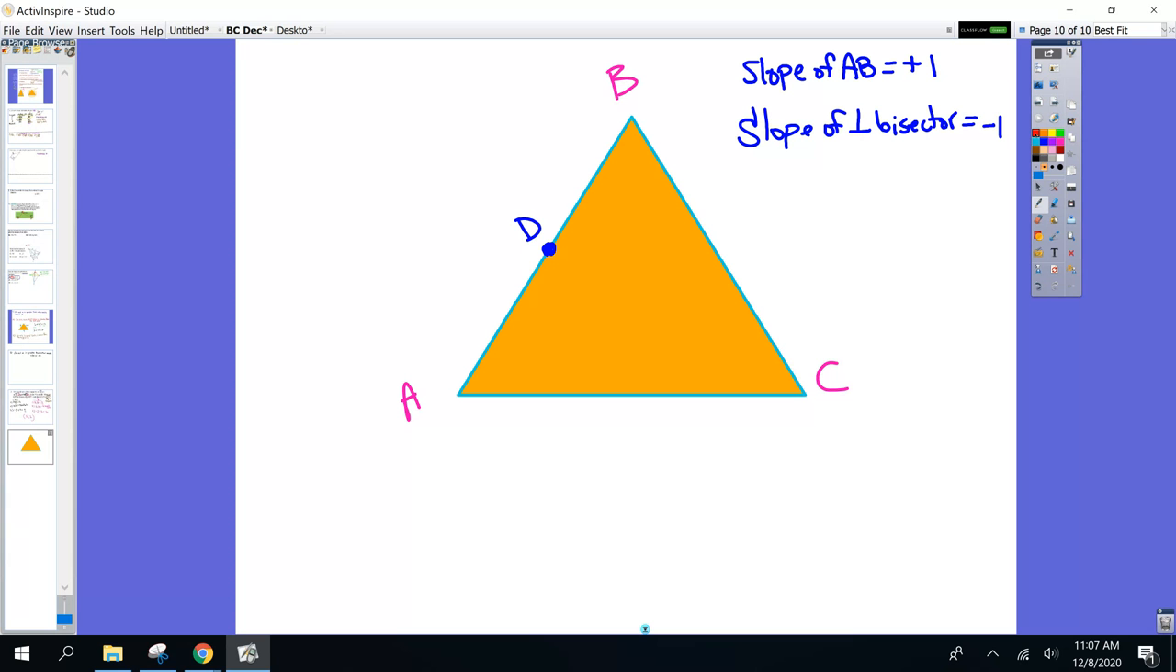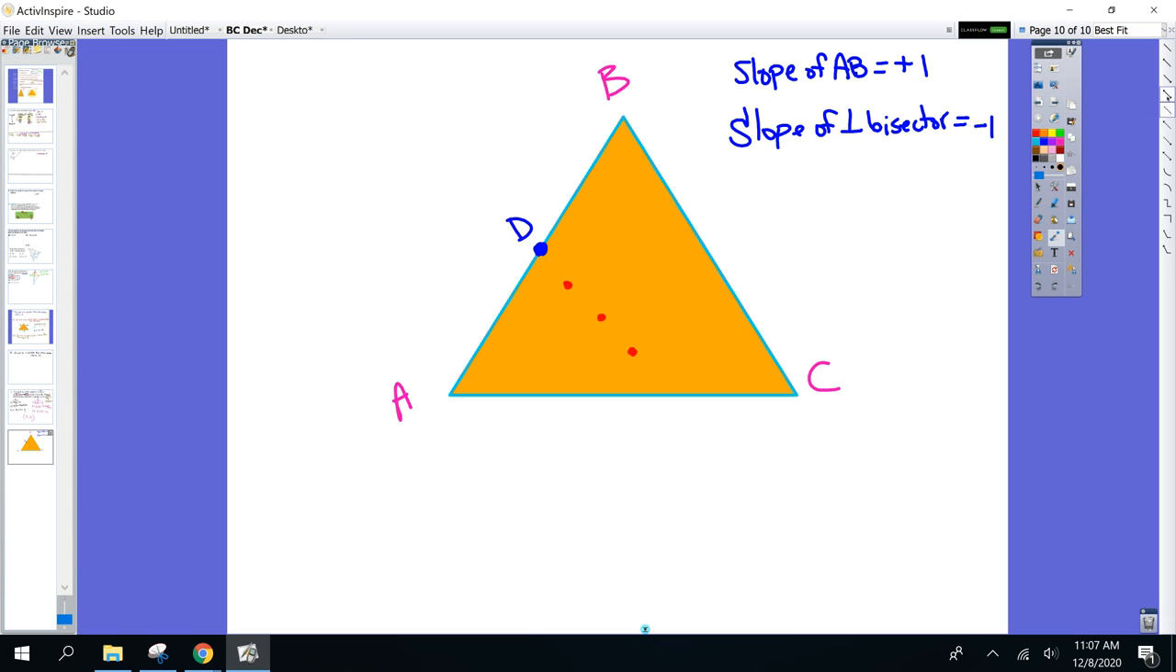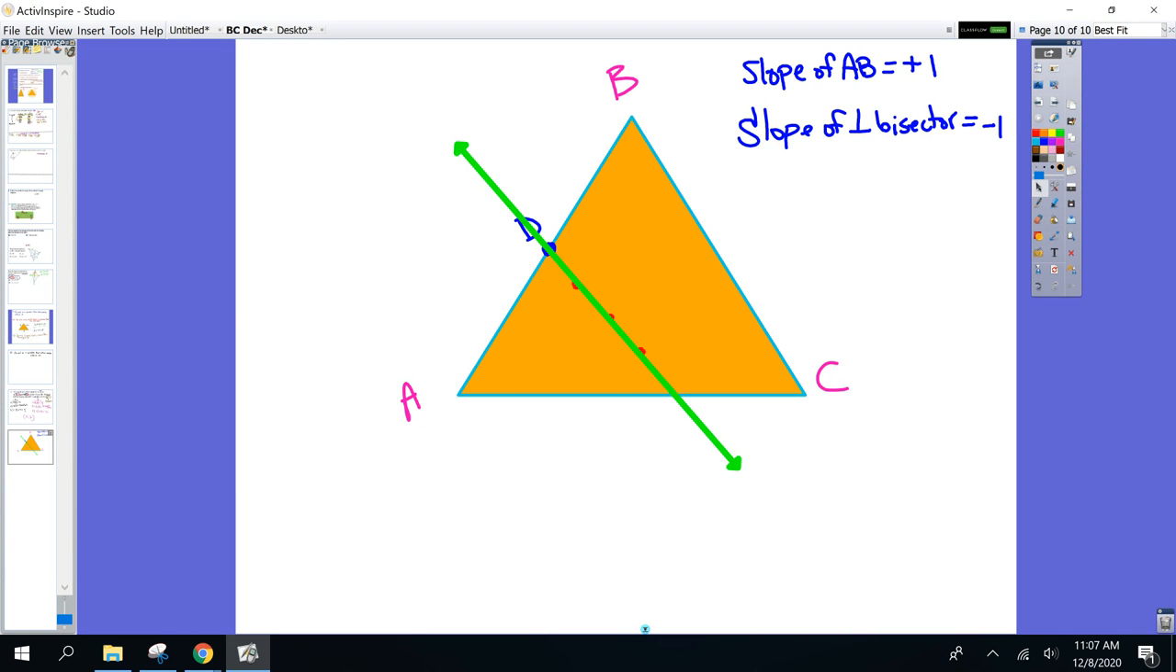And I know I don't have this on a graph, but that would tell me from point D, I'm going to go down 1 over 1, down 1 over 1, down 1 over 1. And then I grab my straight edge, and that would be your perpendicular bisector. We don't have a compass to do this with. Nope, so you've got to do slopes. You find the slope of the side of the triangle, do the negative reciprocal, and go from the midpoint.